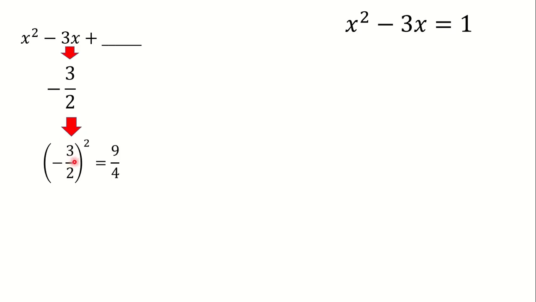So, negative 3 over 2 squared. So, negative 3 times negative 3, that is positive 9. And 2 times 2 is positive 4. So, ibig sabihin, ang idadagdag natin dito sa expression na to is 9 over 4. So, that will become x squared minus 3x plus 9 over 4. At kapag kinuha natin yung square of binomial, that will become x minus 3 over 2 squared. Importante kasi ito na kunin nyo na para mamaya alam nyo na agad yung ilalagay nyong square of binomial.